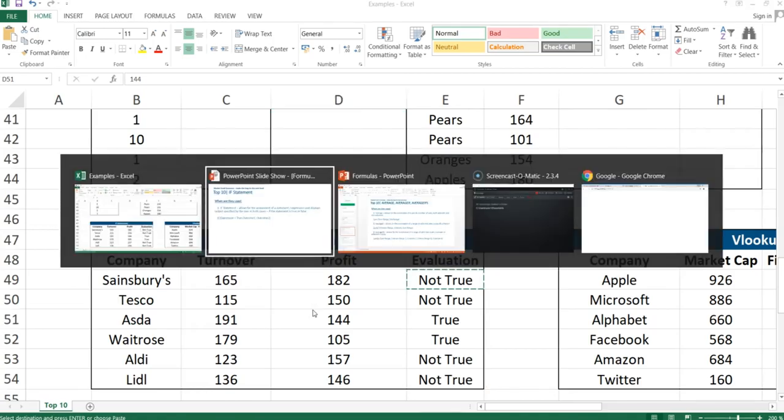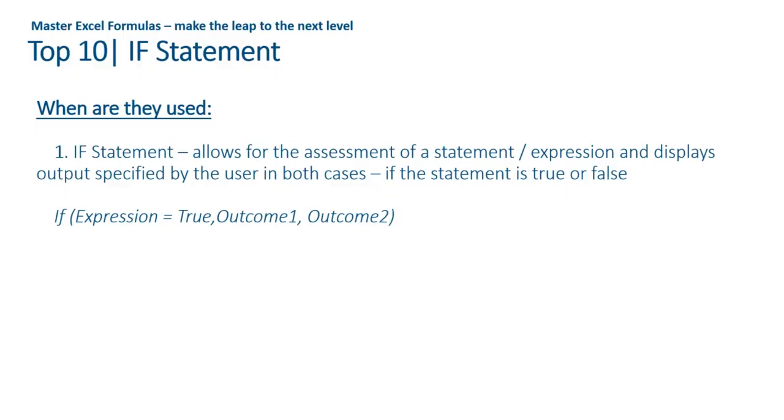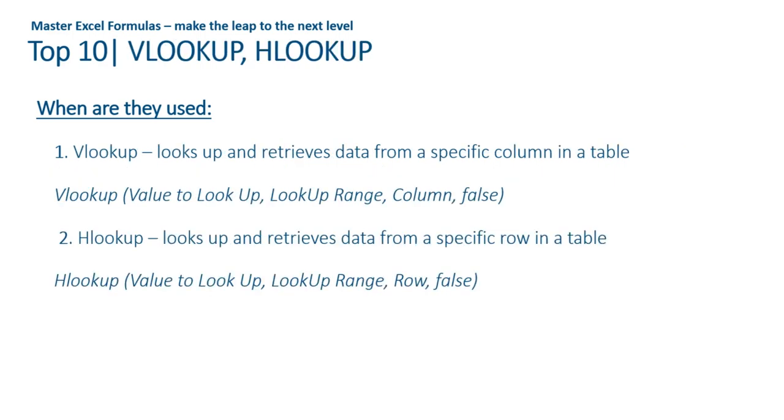Now going back to the presentation, the next group of formulas is the lookup formulas, VLOOKUP and HLOOKUP. The first formula, VLOOKUP, is probably one of the most frequently used formulas in Excel. What it does is look up and retrieve data from a specific column in a table.